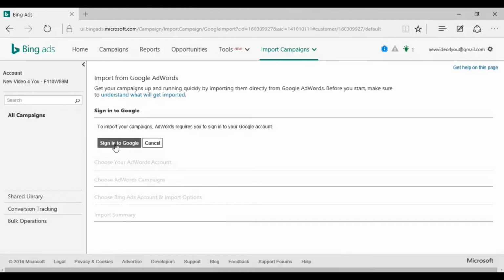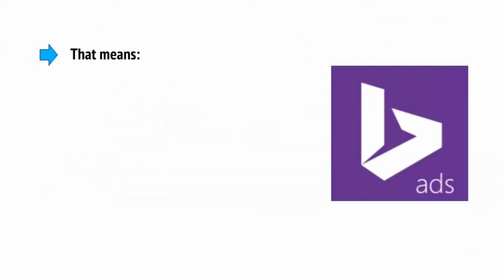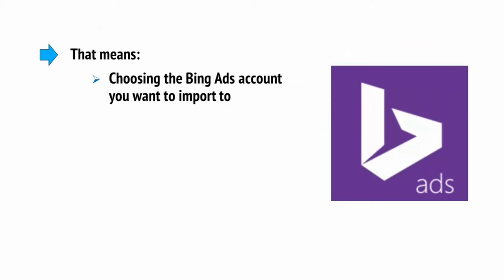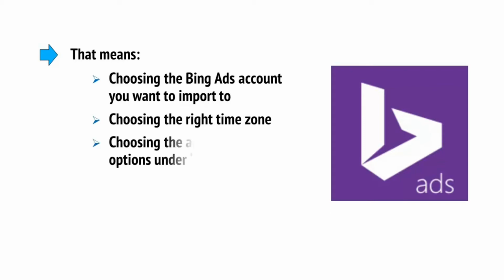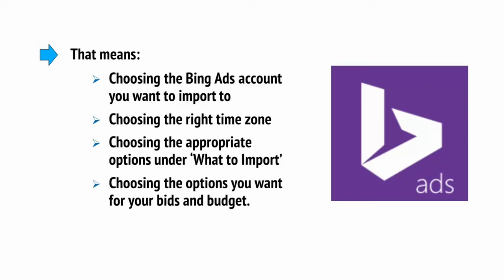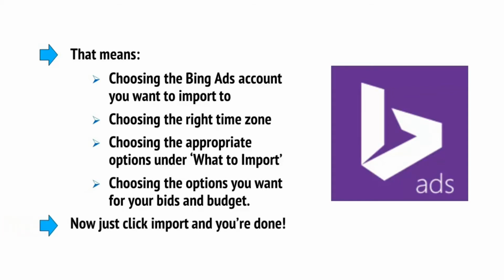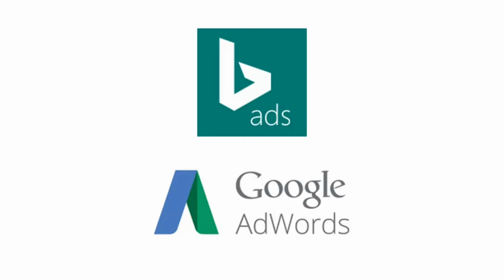Now, under Bing Ads account and import options, you'll just need to add a few more settings that are unique to Bing. That means choosing the Bing Ads account you want to import to, choosing the right time zone, and remember that Bing allows more flexibility in this department, choosing the appropriate options under what to import, choosing the options you want for your bids and budget, and now just click Import and you're done. Remember we said earlier that the best way to handle Bing ads was to use them on top of a Google AdWords campaign? Well, this is why it makes a lot of sense to simply import an existing AdWords campaign into your Bing account. It couldn't be simpler.